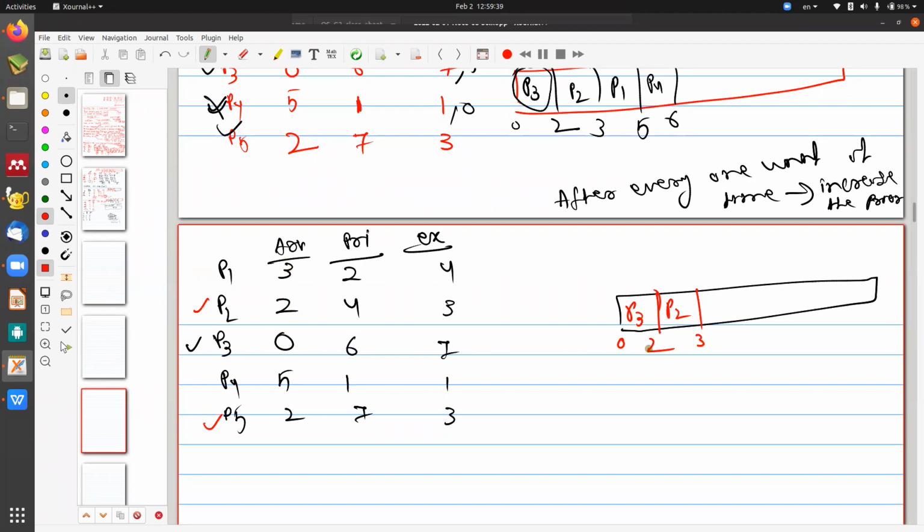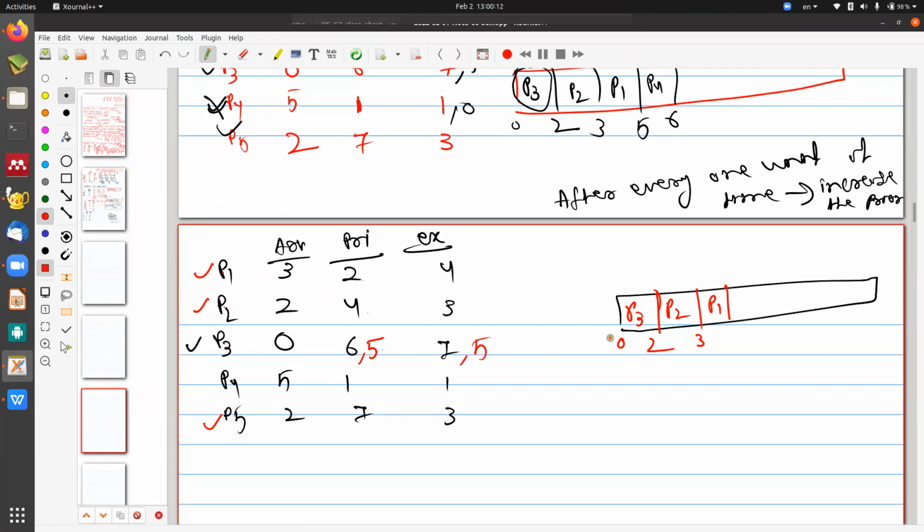P2 has to be executed for 3 units. During these 3 units, who was present in the ready queue? P3. So P3's priority increases by one, meaning 6 will be reduced to 5, and it has already executed 2 units. Now at 3 o'clock, P1, P2, P3 and P5 have arrived, and their priorities are 5, 4, 2 and 7. Then P1 will be executed now.